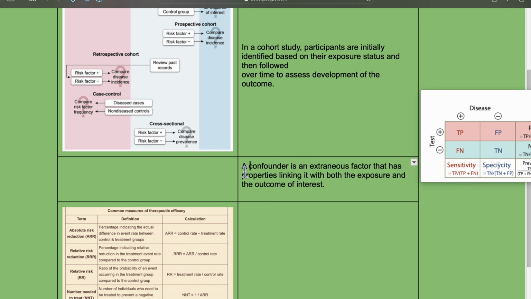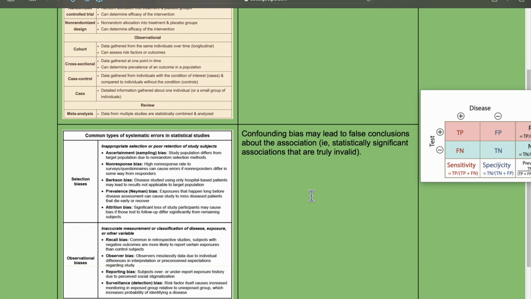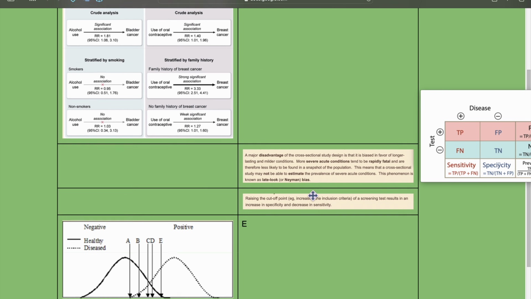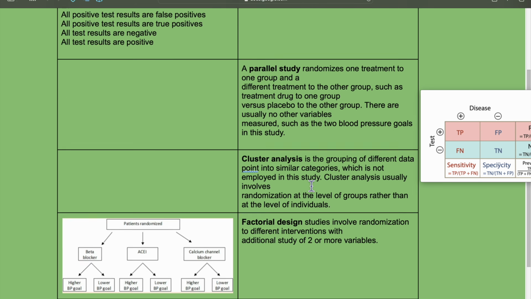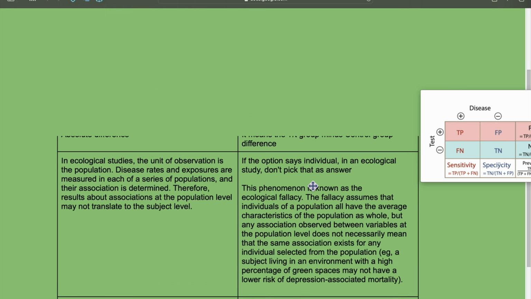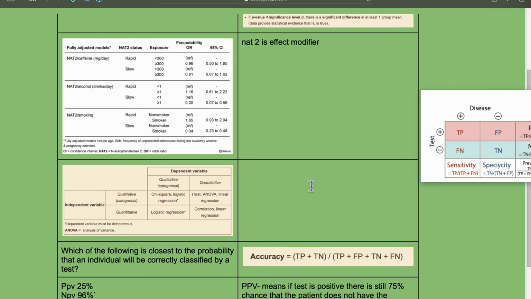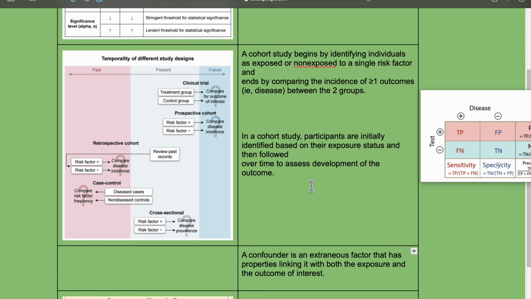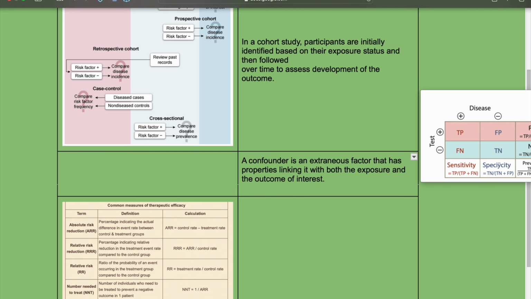What is a confounder? A confounder is an extraneous factor that has properties linking it with both the exposure and the outcome of interest. Okay, I think it goes into more detail down here. If not, I'll just cover it right now.